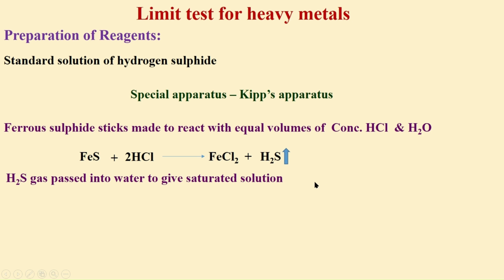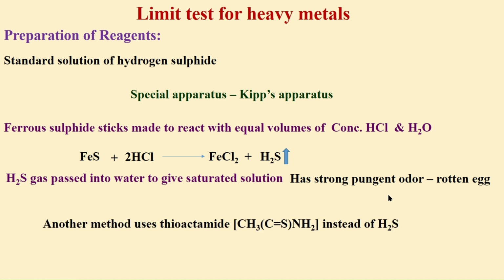We use freshly prepared hydrogen sulfide solution for conducting the limit test of heavy metals. This hydrogen sulfide has a strong pungent odor of rotten eggs. To avoid this, we can use thioacetamide in place of hydrogen sulfide. There is another method which has been prescribed by the Indian Pharmacopoeia. This is all about the limit test for heavy metals in brief.